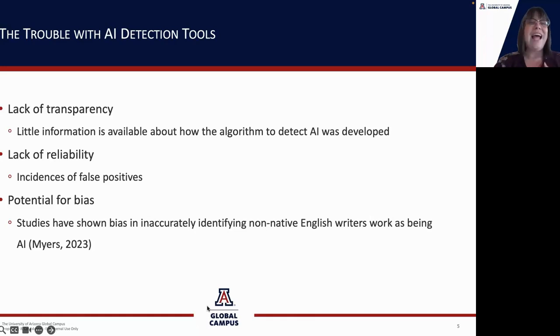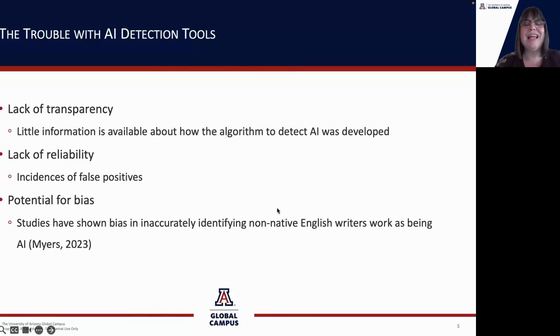First of all, a lack of transparency. There is very little information from these AI detection tools that tells us how they developed their algorithm in order to detect AI. It doesn't tell us what database they used to train their algorithm. It doesn't give us any of that information. And because we don't know the background of how they trained the tool, it becomes very difficult to take those things seriously.